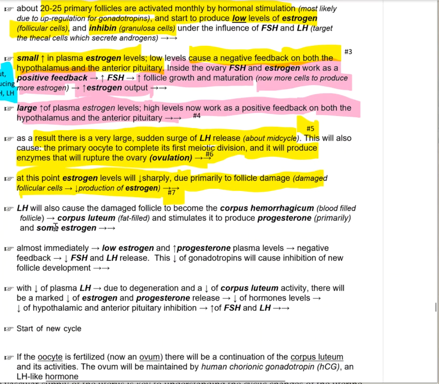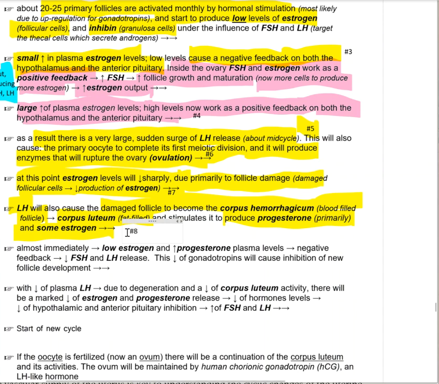But LH will cause the damaged follicle to turn into the corpus hemorrhagium. So that's important. The LH will cause the damaged follicle to become that, the blood-filled follicle, and then eventually the corpus luteum, which is the fat-filled follicle, and that corpus luteum will start to produce progesterone primarily and a small amount of estrogen. And now that is where we get to number 8.